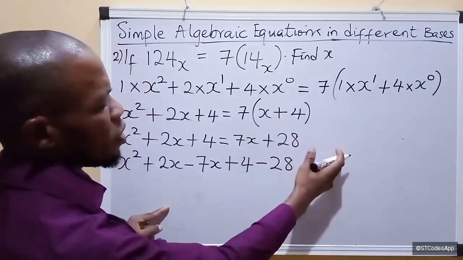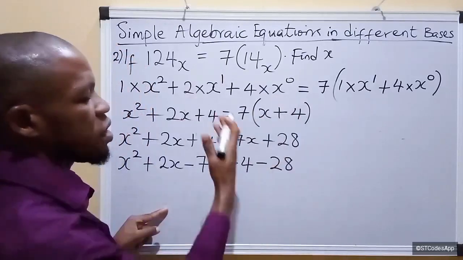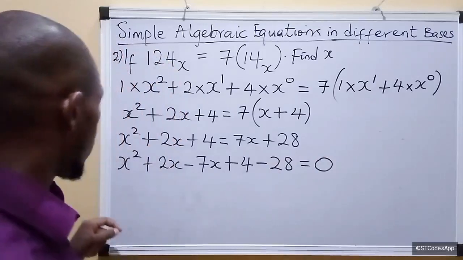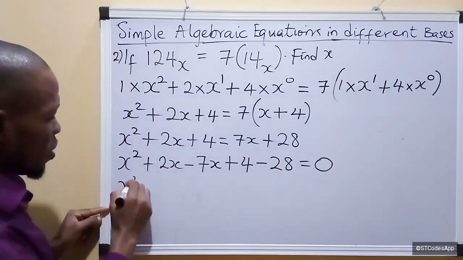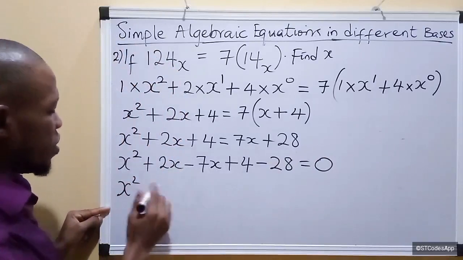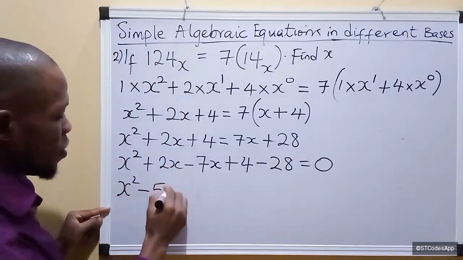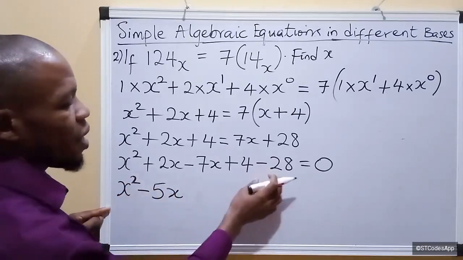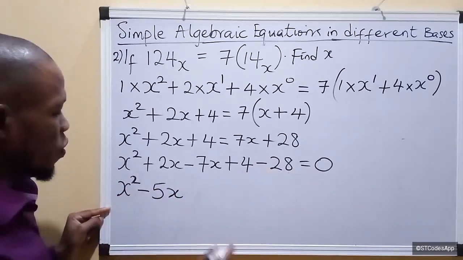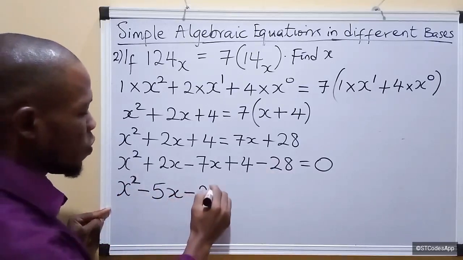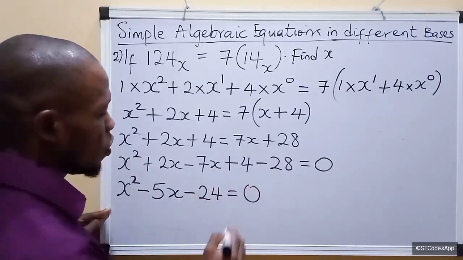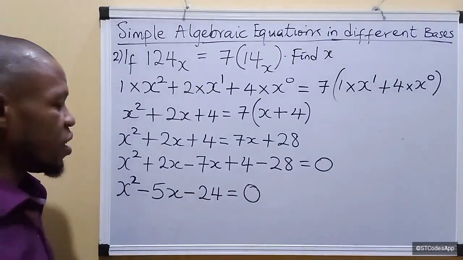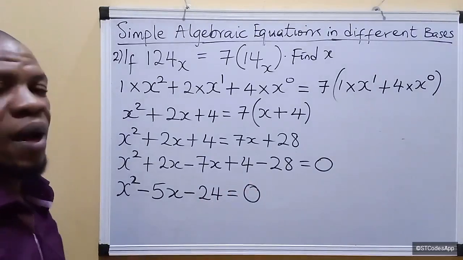And now, since nothing is left on the right hand side of the equation, having carried over every term there to the left hand side, we have equal to 0. This is x squared. 2x minus 7x gives us minus 5x. 4 minus 28 gives us minus 24. So here we have minus 24 equal to 0. Now this has resulted into a quadratic equation, which we are going to solve.